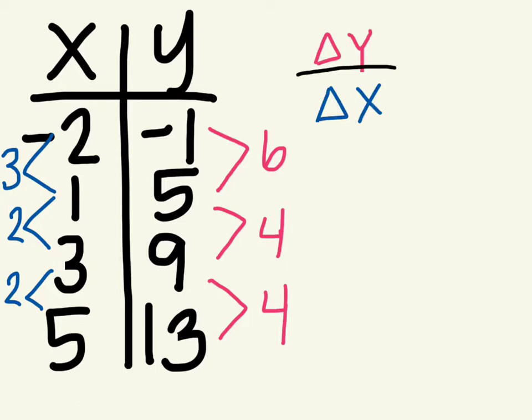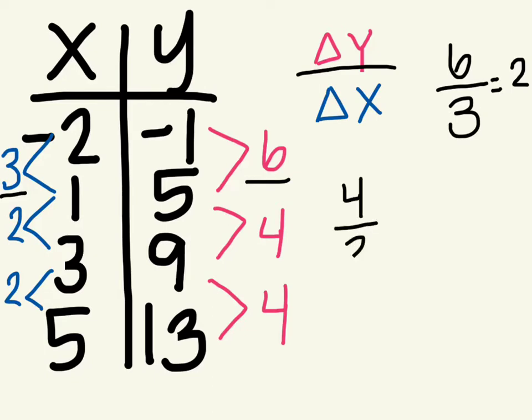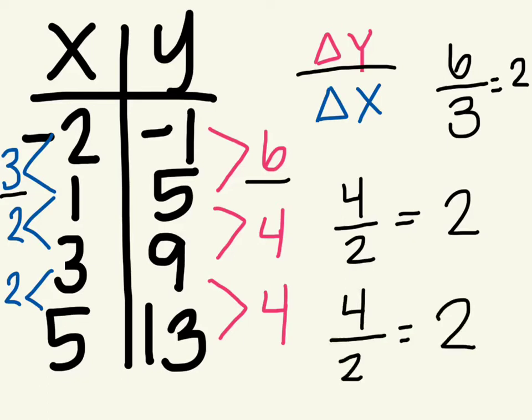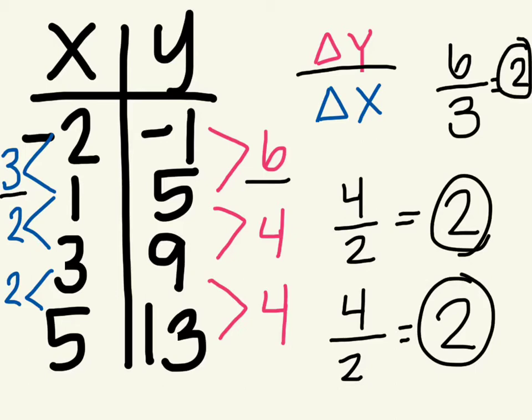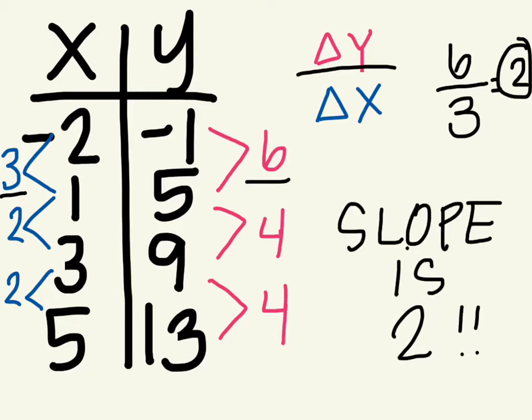Remember, to do that, we are finding the change in y and we are dividing it by the change in x. So looking at our first pair, we have 6 as our change of y and 3 as our change of x. 6 over 3 simplifies to 2. We have 4 over 2, which simplifies to 2 as well, and 4 over 2, again, which simplifies to 2 as well. Therefore, we have the same rate of change, and that is 2, so our slope is 2. So when we get to our equation, the variable m is going to be replaced with the number 2.